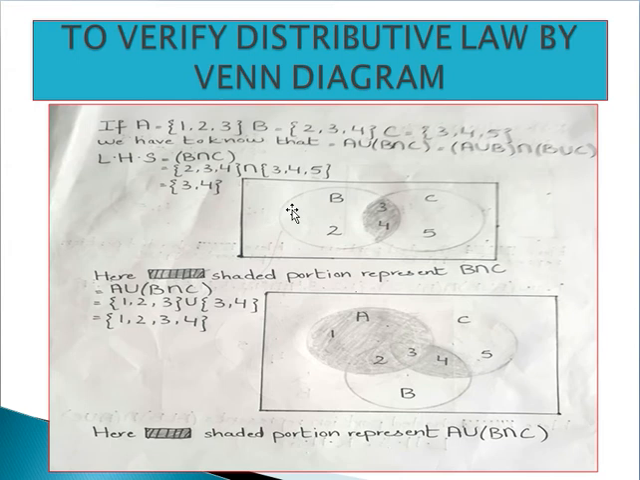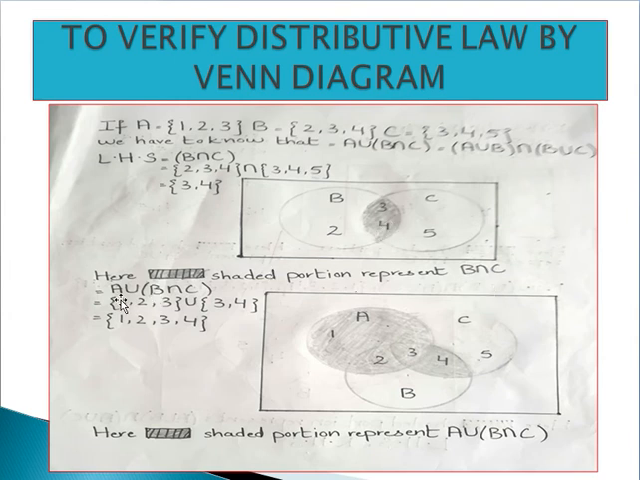Now show by Venn diagram. B has elements 2, 3 and 4. C has elements 3, 4 and 5. Here the circles are overlapping. So it means 3 and 4 is our result, and the shaded portion represents B intersection C.